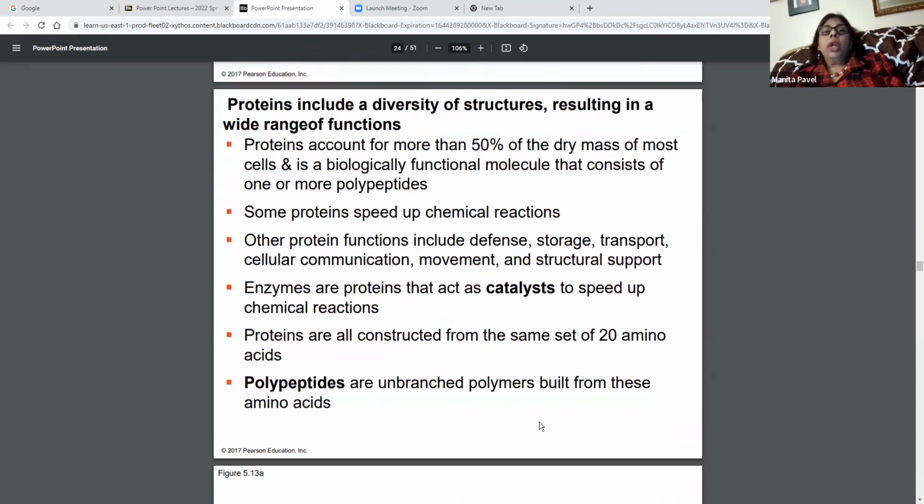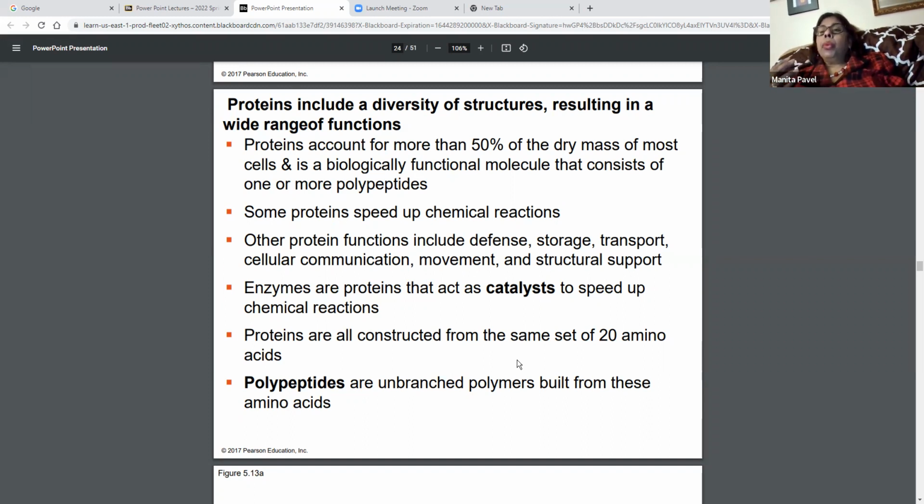Now we come to the third group of macromolecules, namely proteins. The elements in protein would be carbon, hydrogen, oxygen, nitrogen, the CHON group. Proteins account for more than 50% of the dry mass of cells. What is a protein made up of? A protein consists of 20 different amino acids that are joined together by polypeptide bonds.